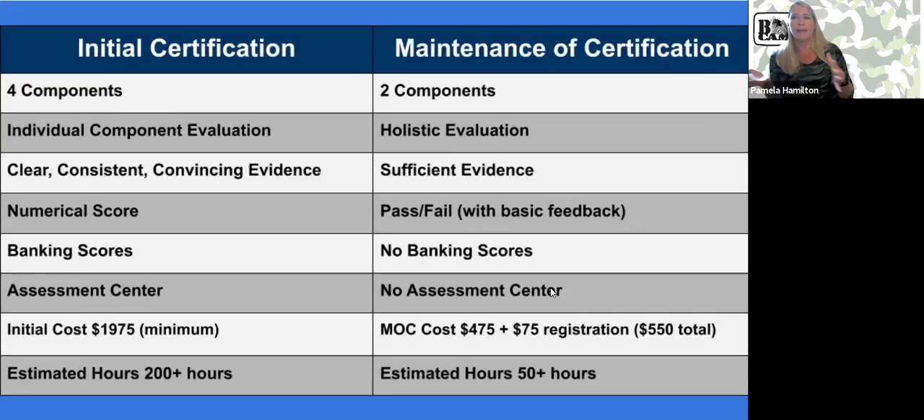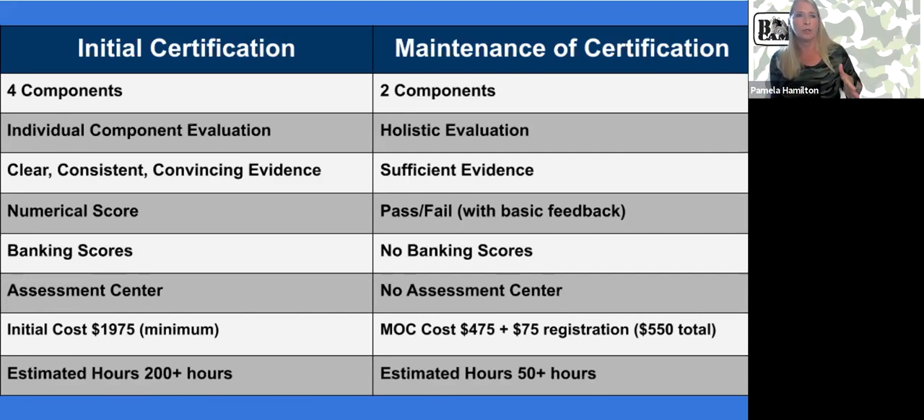All right, so here are the main differences between your initial certification and the maintenance certificate. In your initial certification, you had those 4 components. The maintenance certificate just has 2, whereas each one of those components for initial certification was evaluated independently. They went to 4 different places. The maintenance certificate is holistic. What that means is that one person will be reading through everything in its entirety, and it'll be somebody who's an NBCT in your same certification area.